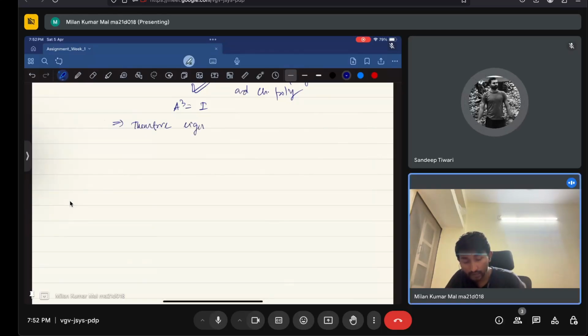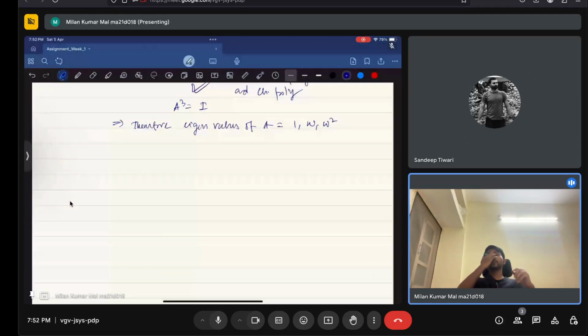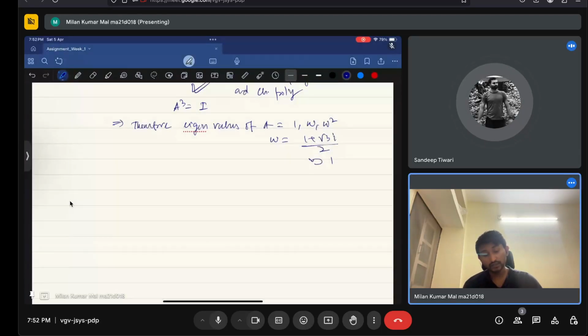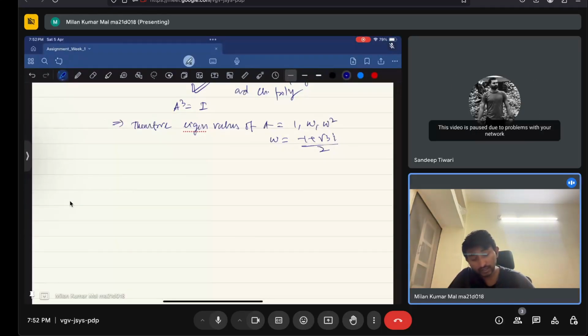Therefore the eigenvalues of A are 1, omega, omega square, where omega is the cubic root of 1. Using the formula minus b plus minus root of b square minus 4ac over 2a, we get minus 1 plus or minus root 3 i over 2. In between the plus and minus can be changed, but minus 1 is correct. This is the cubic root of 1.